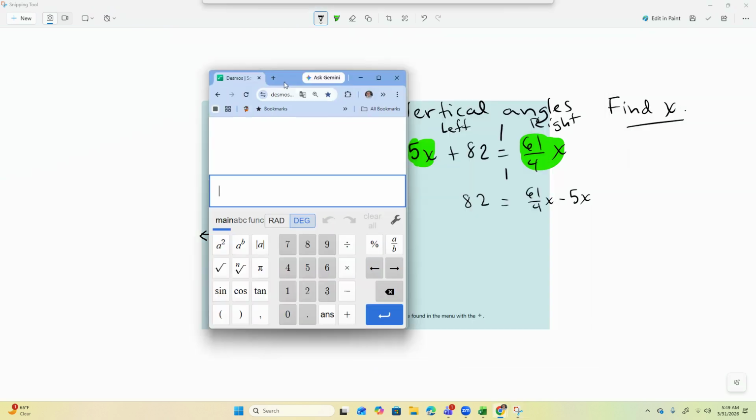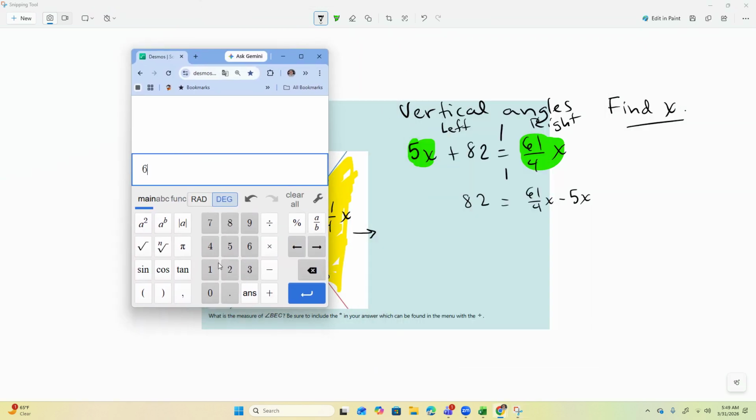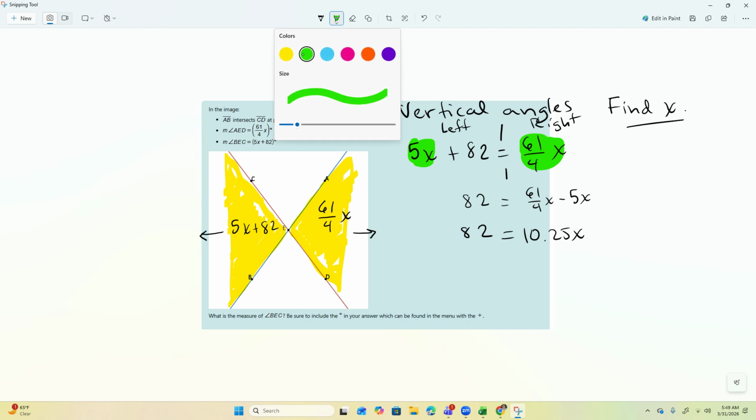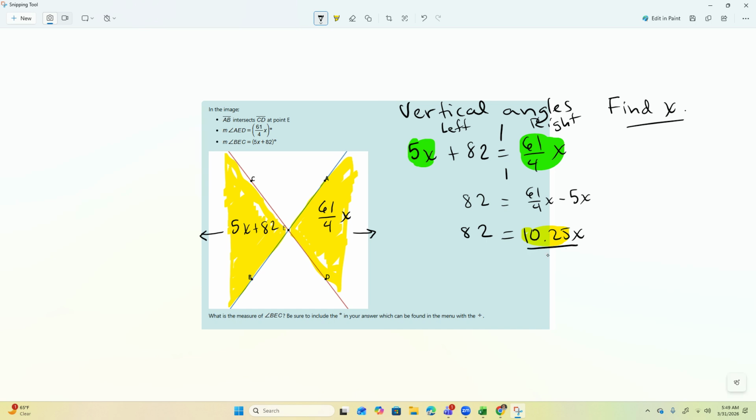So when you take your calculator here, you're going to do 61 over 4. You want to subtract 5, okay? And look what you got. All right, and I am going to write that here, 10.25x. And on this side, I still have the 82. And then the next thing I want to do is I want to get rid of multiplying by 10.25. What is the opposite of multiplying? Oh, we're going to divide by 10.25.